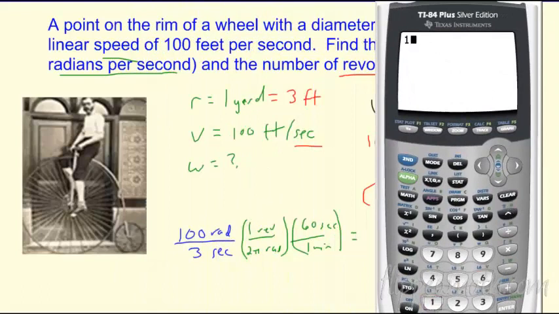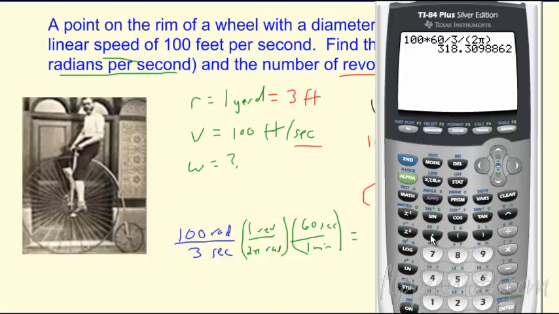So on top I've got 100. I'm timesing it by the 60 seconds. On bottom I'm dividing by 3 and dividing by, be careful here, when you do the 2 pi, you got to put it in parentheses. You're dividing by all of that 2 pi. If you don't, it's going to divide it by 2, then times it by pi. It's going to mess you up. So make sure you put the parentheses there.